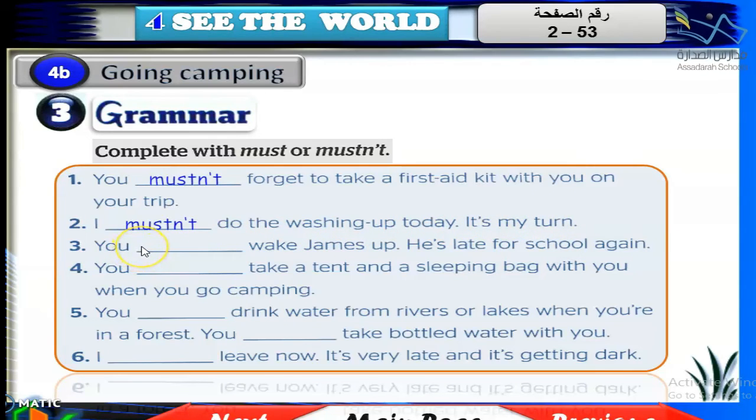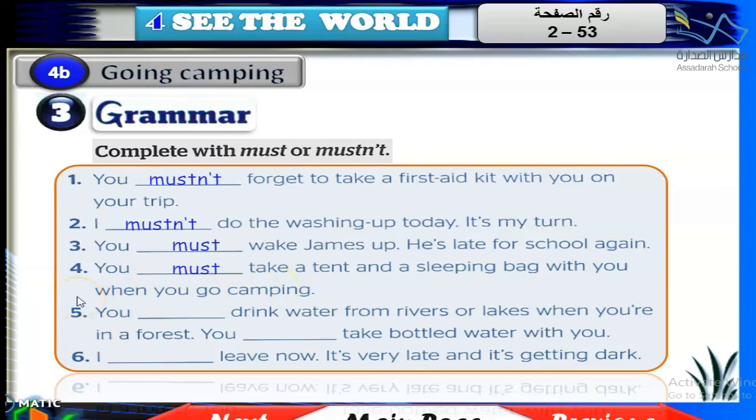Sentence number 3. You blank wake James up. He's late for school again. Your answer is excellent. You must wake James up. Number 4. You blank take a tent and sleeping bag with you when you go camping. The answer is you must take a tent and sleeping bag with you when you go camping.